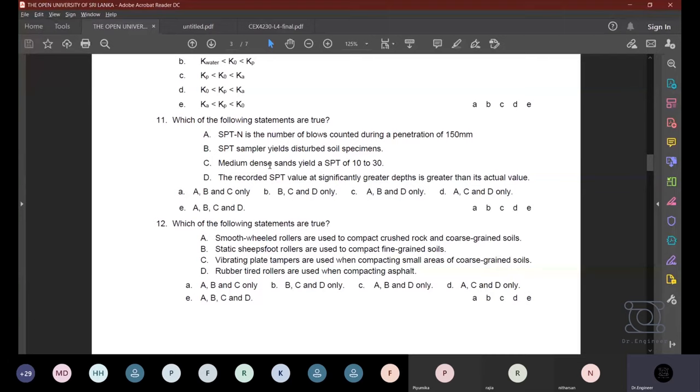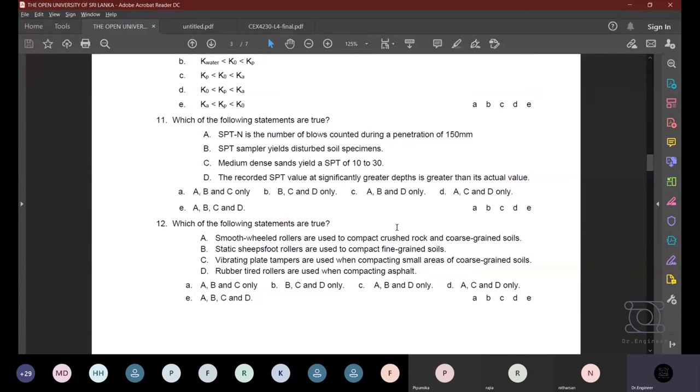Yes, it's obviously greater, because when you are drilling, in some way you are compacting the soil below it too. You are providing some forces, so the soil gets compacted to a certain degree. It becomes harder and harder to go deeper down, so you have to provide more blows. So the value we record would be greater than its actual value. That is what is happening in statement D. So B, C, D are all true, so option D.